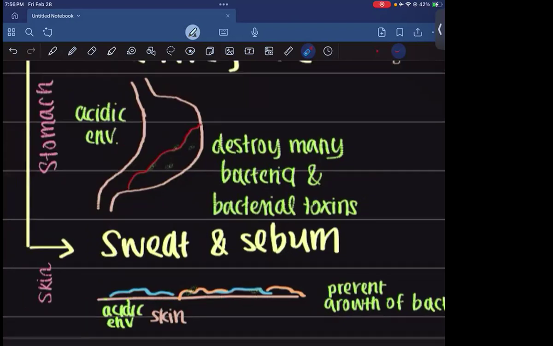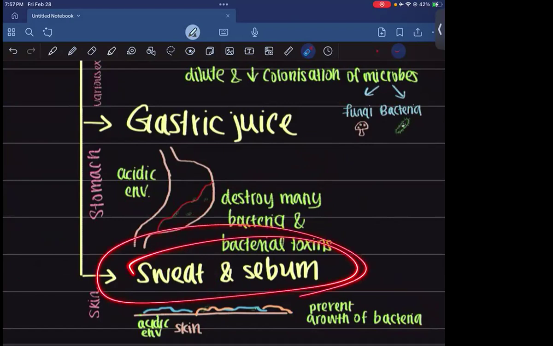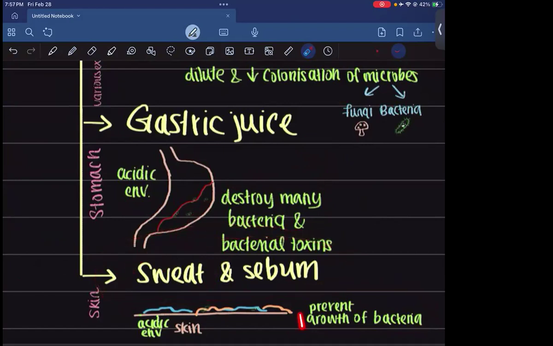The reason why these are secreted on your skin surface is because they are preventing the growth of bacteria. Sweat also has a thermal regulation function, but when you consider both of them together under immunity, they are preventing the growth of bacteria. So this is the function of sweat and sebum secreted on your skin. They are basically providing an acidic environment.